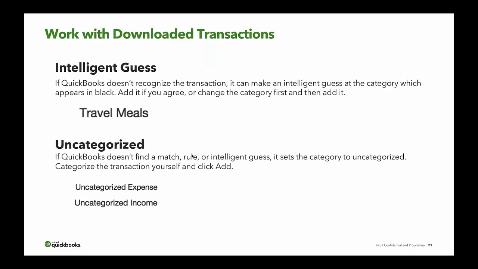If we don't find any of those things, we might make an intelligent guess, right? We see Starbucks, we think, well, if we look at your general ledger, that's probably a travel meal. Those show up in black instead of green. So the green is where QuickBooks has remembered what you did before. The black is a suggestion based on what we might know about that vendor or customer that we're seeing in the payee field. And then if we have no idea what it is, uncategorized expense, uncategorized income.